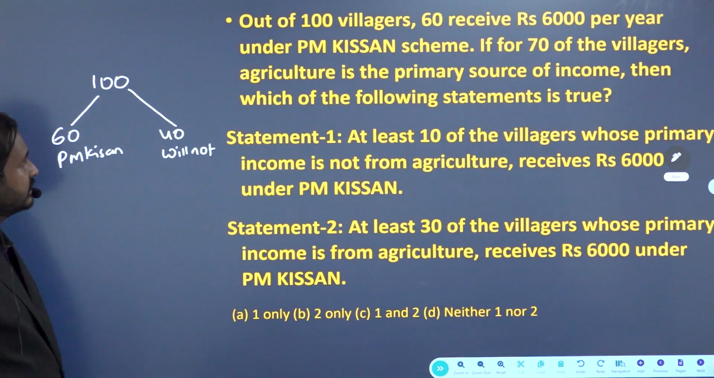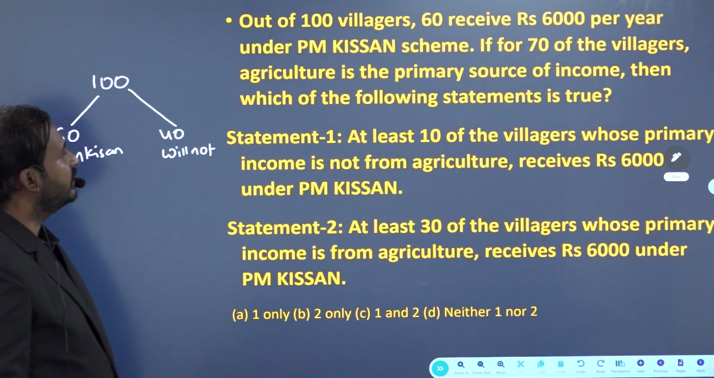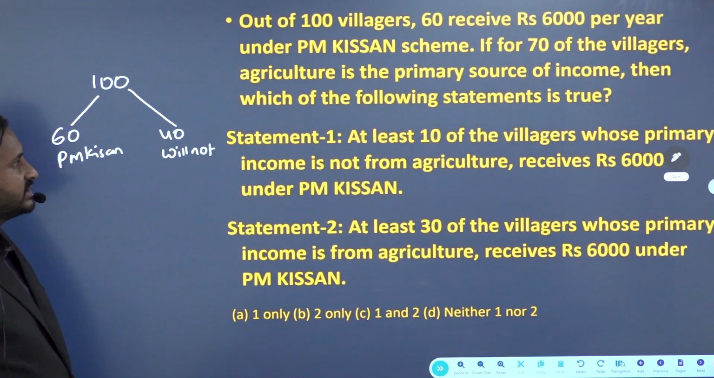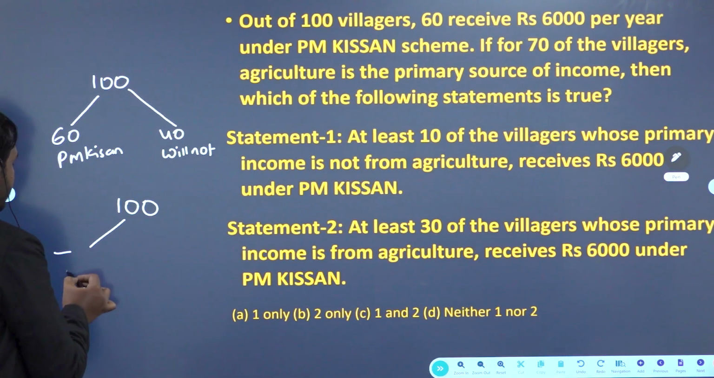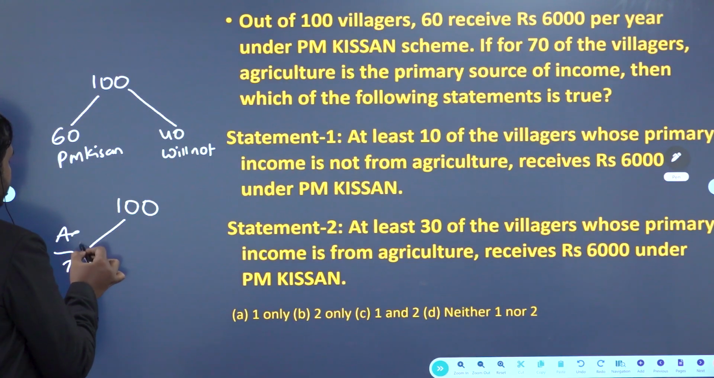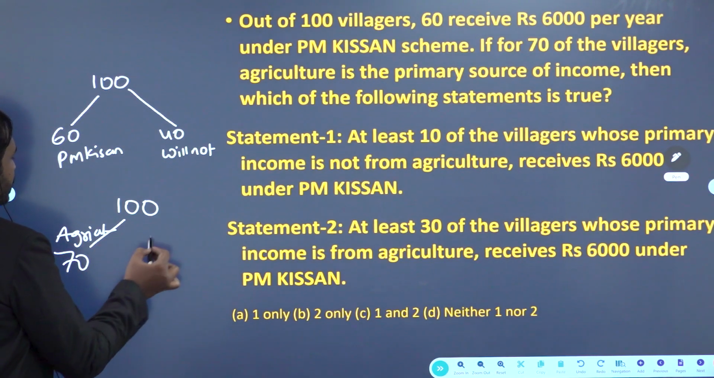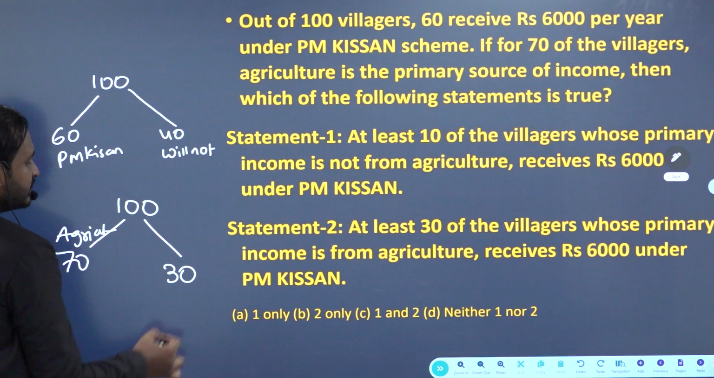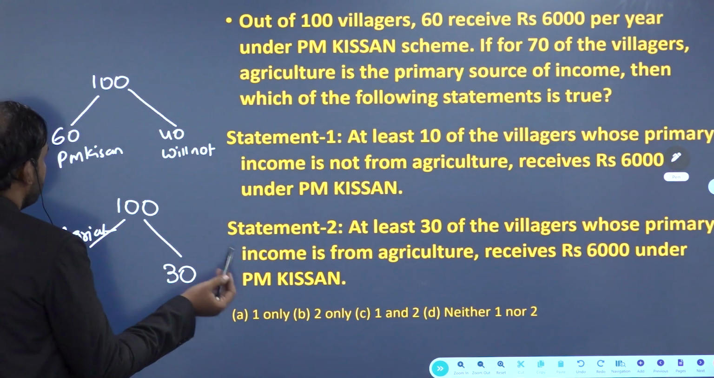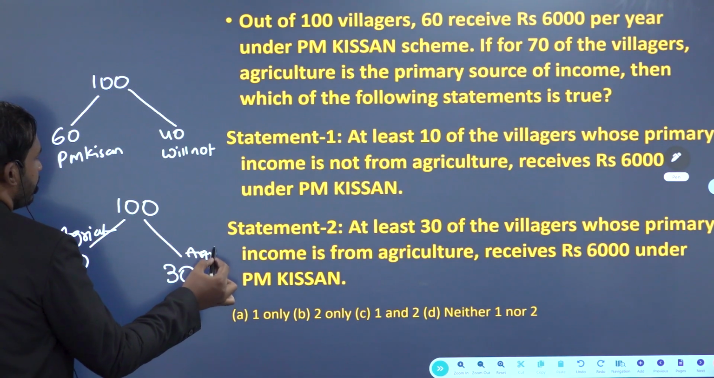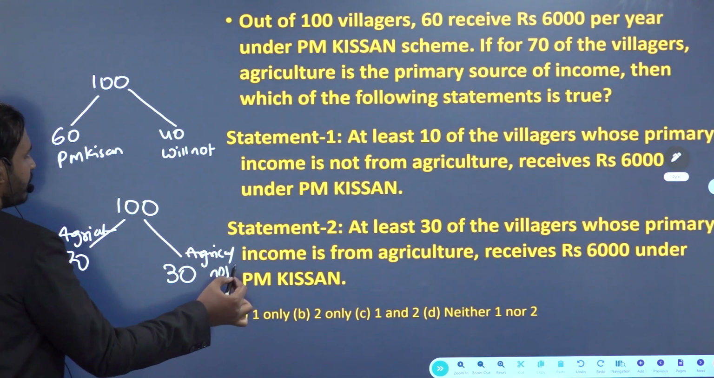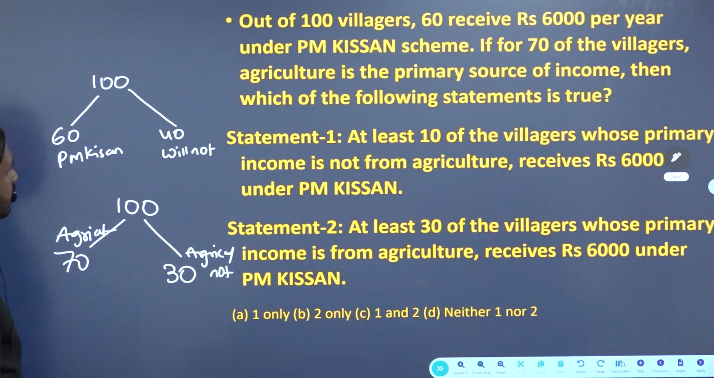Next, if for 70 of the villages, agriculture is the primary source of income, that means out of 100 houses, for 70, agriculture is the primary source of income. Whereas the remaining 30%, for them agriculture is not the primary source of income. Now come to the question. Which of the following statements is true?